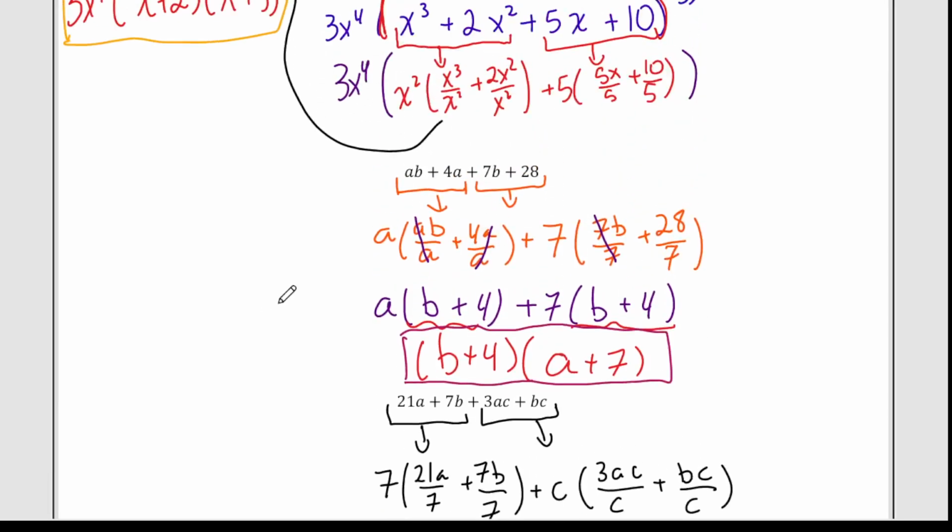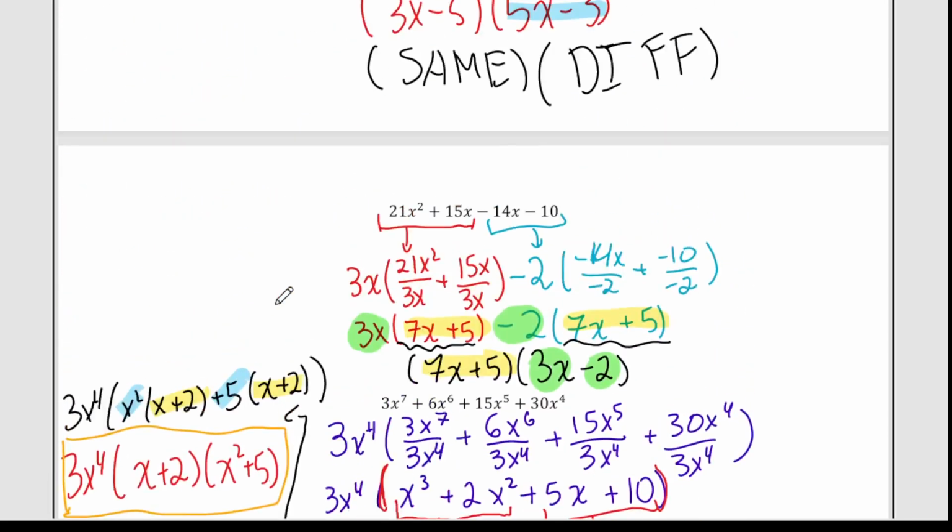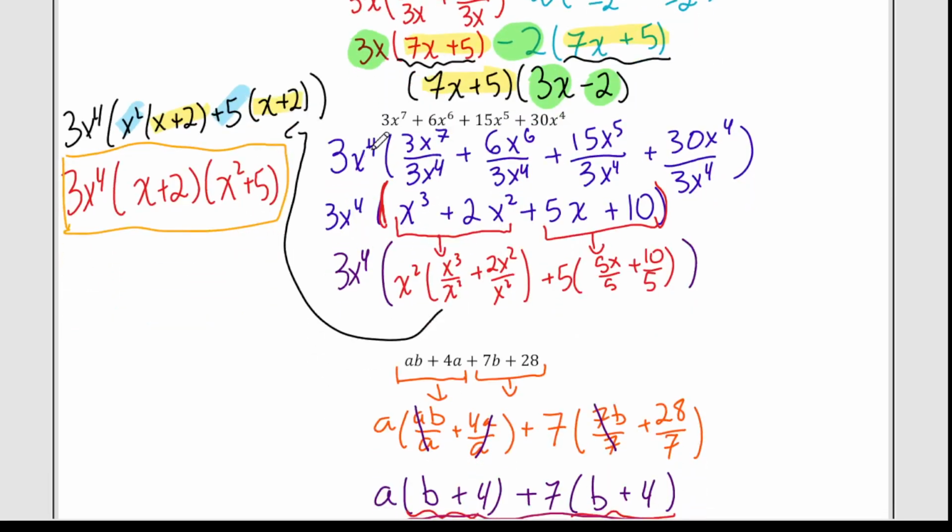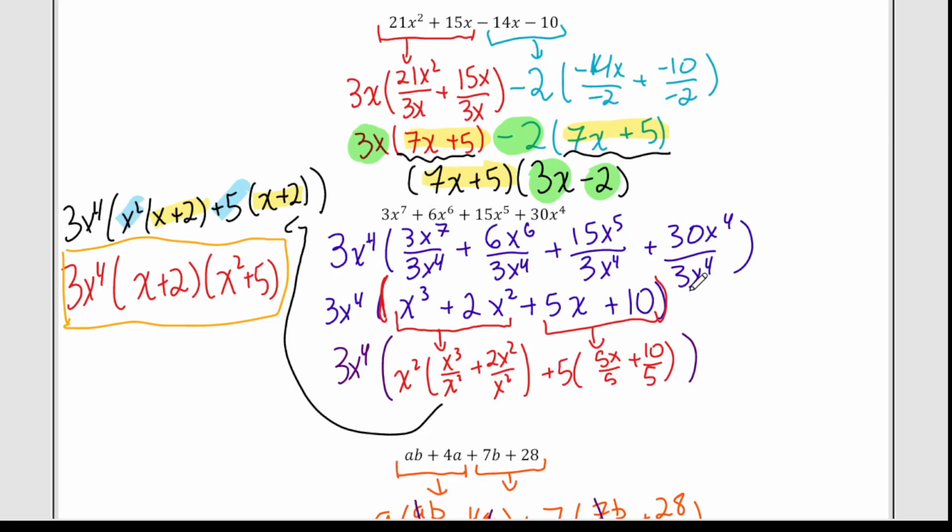So just to recap, what you want to do is, first thing, decide, is there a greatest common factor between all 4 terms? If so, go ahead and pull that out first. Then once you've done that, you want to make 2 groups, first 2 terms and second 2 terms. In each group, you want to ask yourself, what is their greatest common factor? Pull out the greatest common factor from each of those 2 groups.